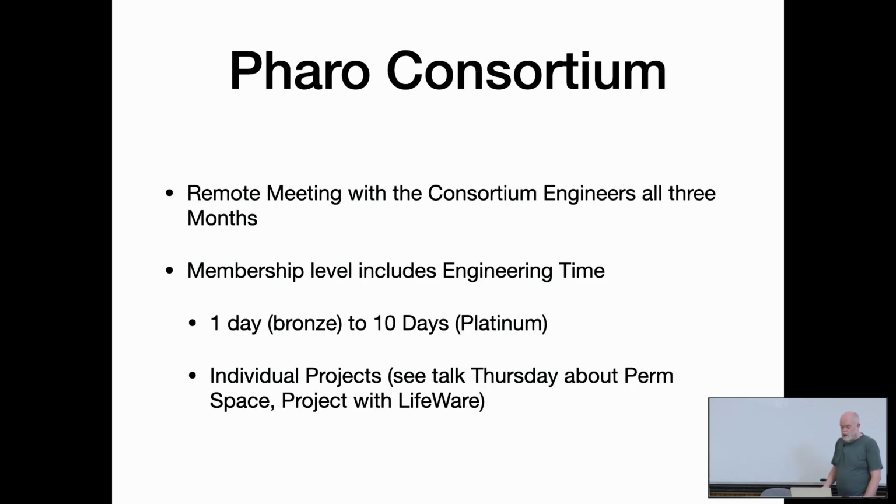And then there is the Pharo Consortium, which has a second view, and that is that the Pharo Consortium actually provides support to the members. One thing is that there is a remote meeting with the consortium engineers every 3 months. So there is actually a predefined calendar for the next half year or even for the year of the dates of every 3 months.